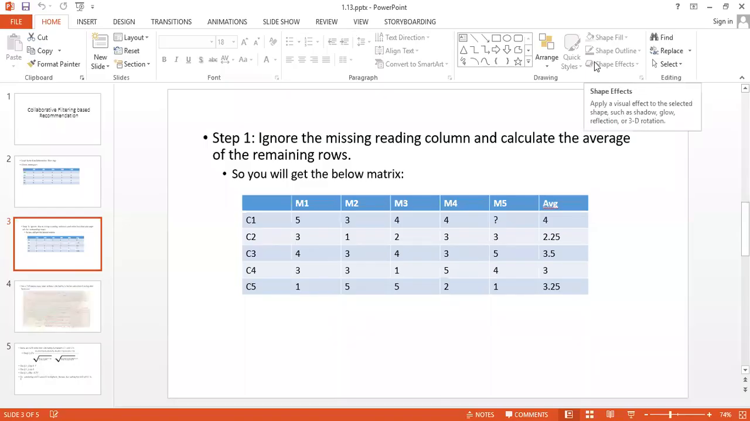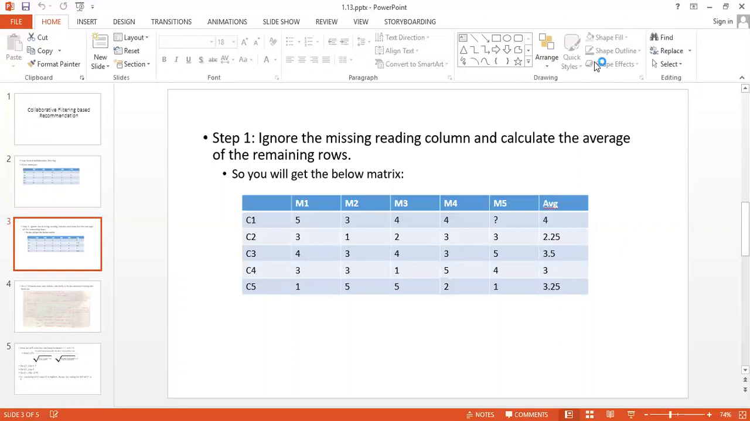Then how are we going to do this? We have some steps. The first step is to ignore the missing rating column and calculate the average of the remaining values in each row. So you will get the below matrix. Say customer 1 has not given a rating to movie 5. Then we have to ignore the rating which the customer has not given, and find the average of the rest. Now m1 plus m2 plus m3 plus m4 divided by 4, we will get an average of 4.